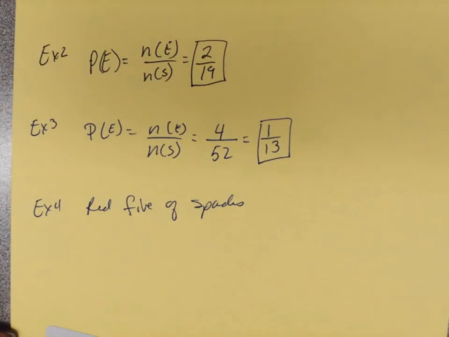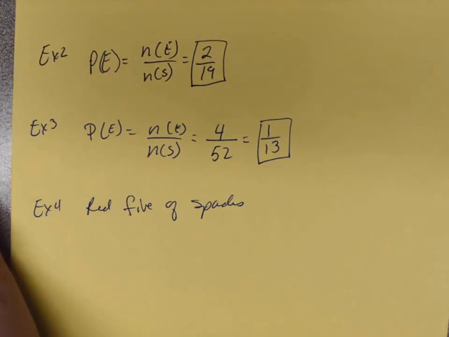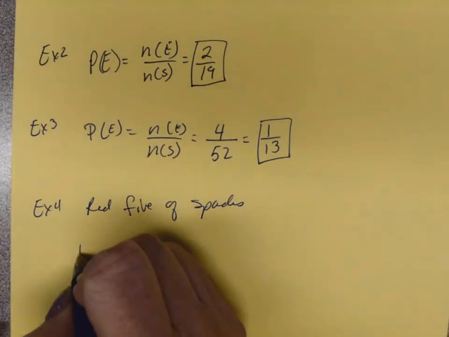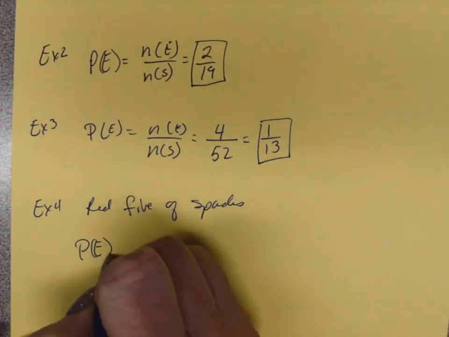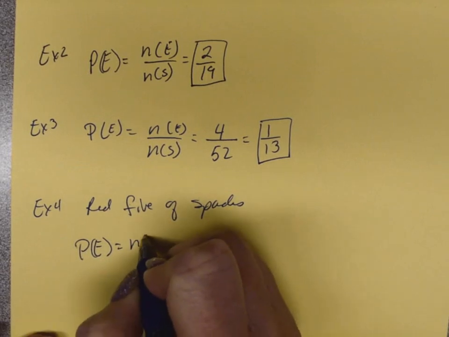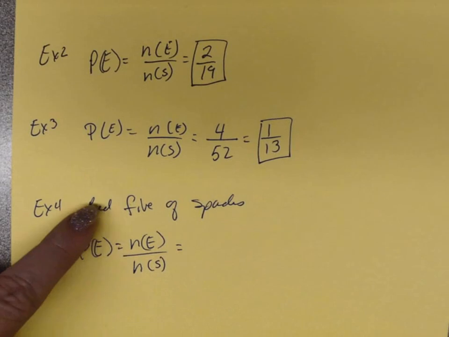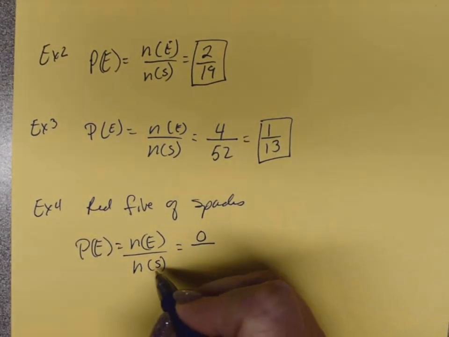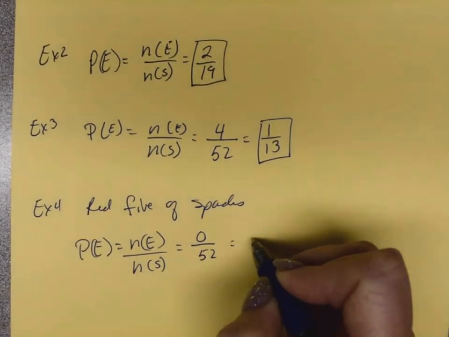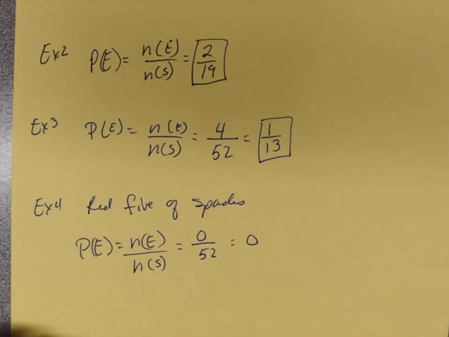So what is the probability of a red 5 of spades? Well, again, we're going to have our P of E equal to the number of E out of the number of S. There are no red 5s of spades, so that would be 0 out of 52, which will just be equal to 0. We can divide 0 by anything. We can't divide anything by 0.